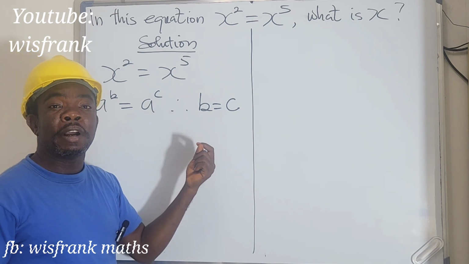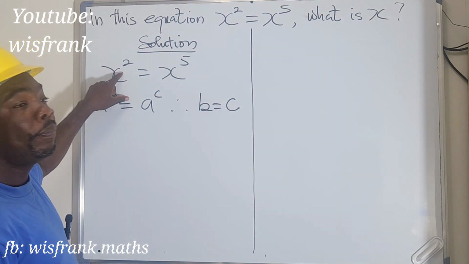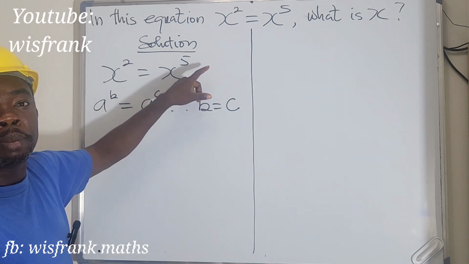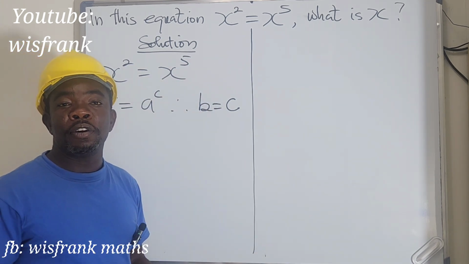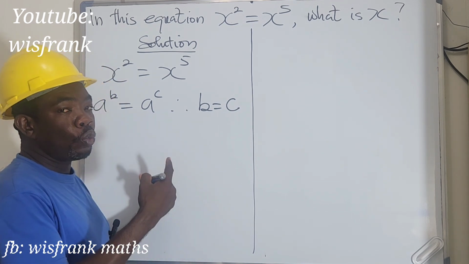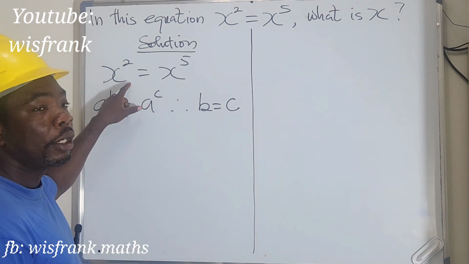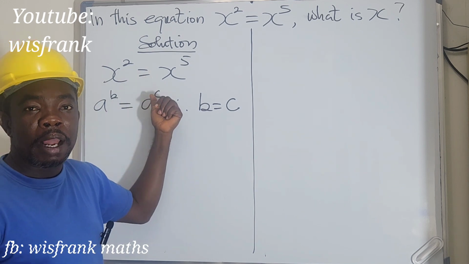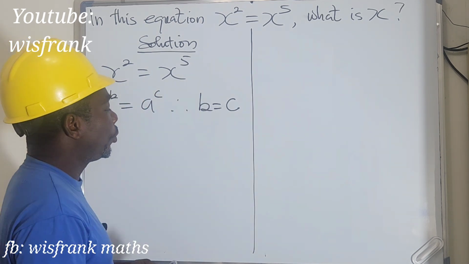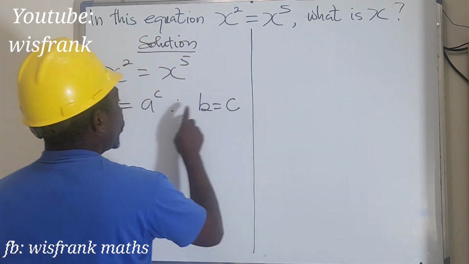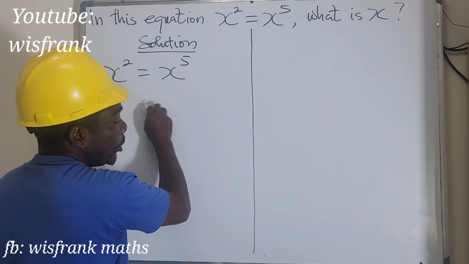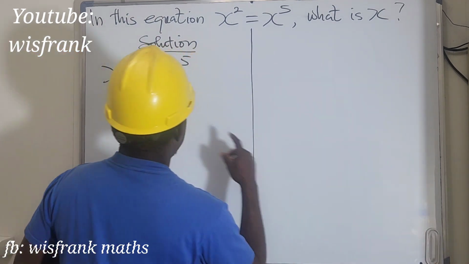But we are going to find the value of x, that when you raise it to the power of 2 will be equal to x when you raise it to the power of 5. So what is the value of x? It's not going to be one value of x. It's going to be one or two values of x, that when you raise to the power of 2 and to the power of 5, they will all have the same value. So in this case, we are not going to use this law of indices, or this law of indices does not apply to this equation.